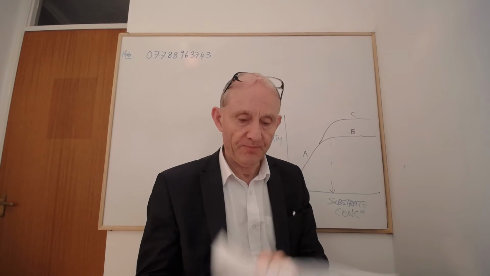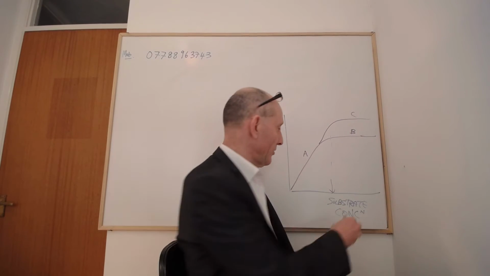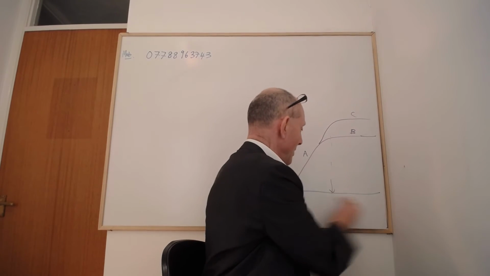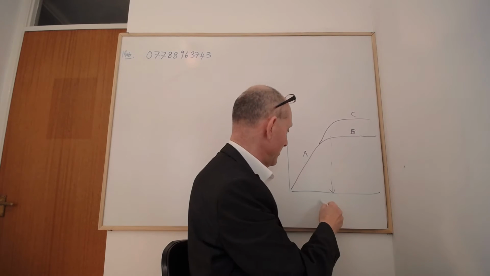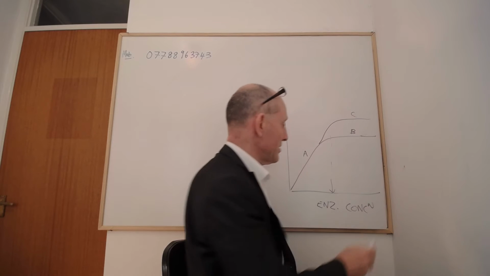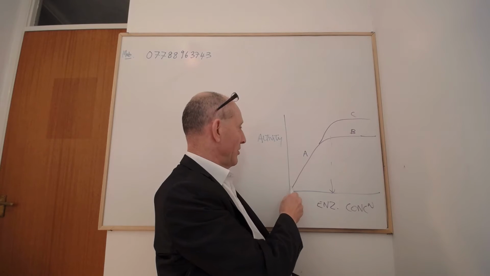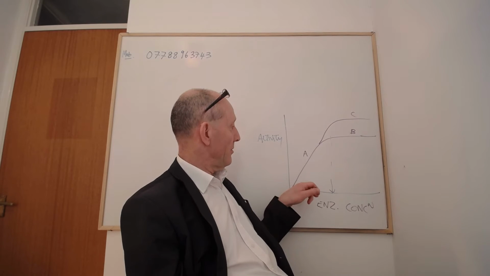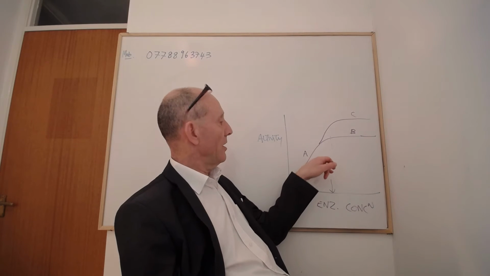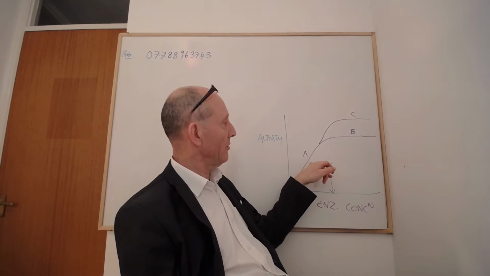Essentially it's the same graph if you have enzyme concentration along the bottom here. I'm just going to put enzyme concentration. So you're basically saying down in this region, in region A here, the reaction is increasing because as you increase the amount of enzyme, there are more and more active sites available to combine with the substrate molecules.